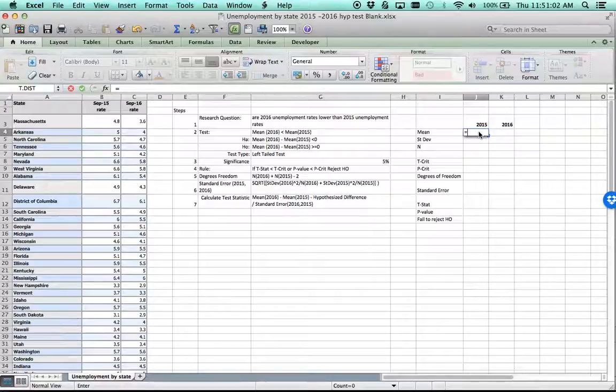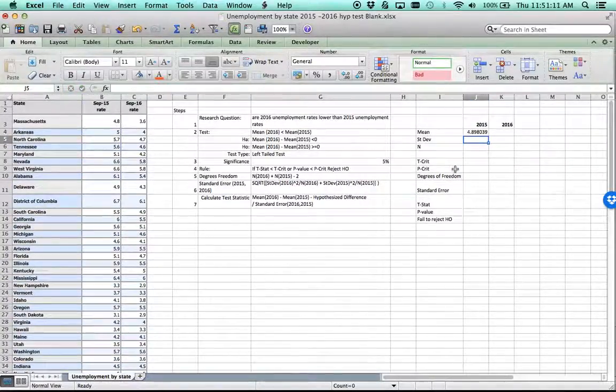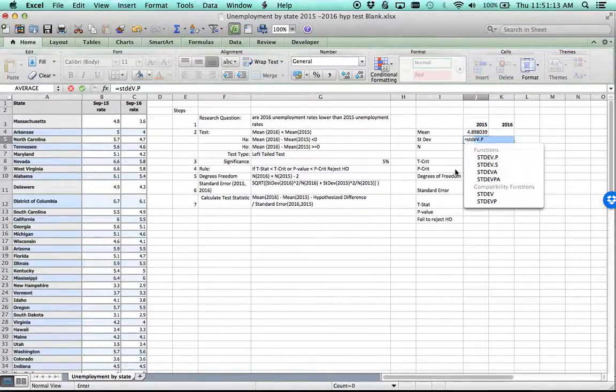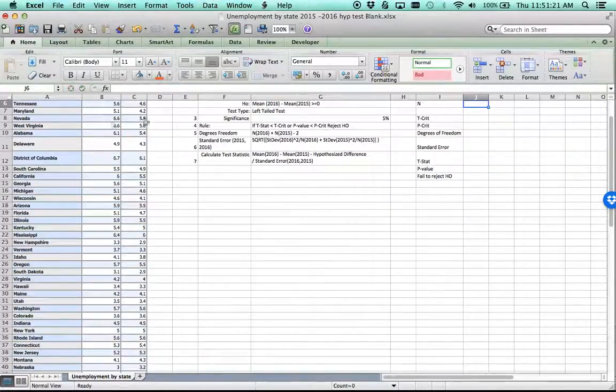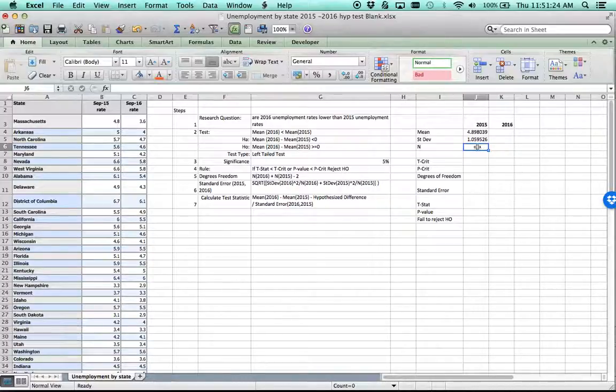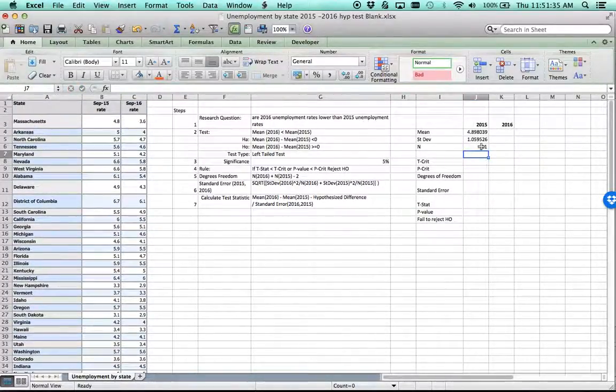First thing we're going to do is calculate the average for 2015. We'll do the same thing, equals standard deviation. We do .s because that is a sample standard deviation that we're dealing with for 2015. If you want you could just type in, we know there's 51. If you want to use an Excel formula, you go count, and you would select all of that data. Pretty easy.